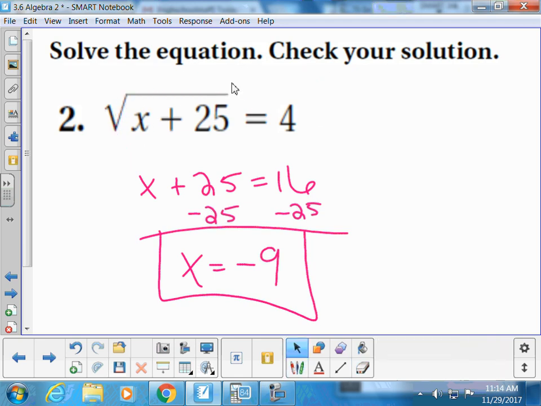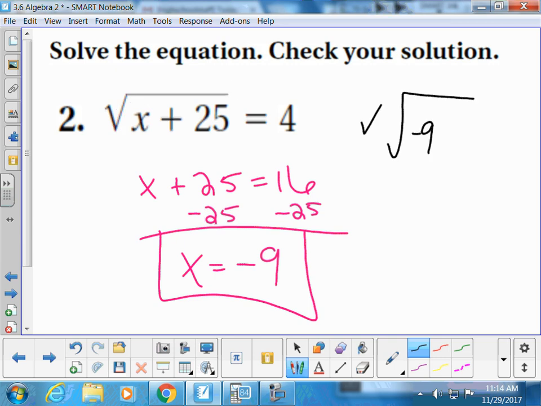So we are going to check that. We're going to put the -9 in for x and verify that the square root of -9 plus 25 is 4. Well, -9 plus 25 is 16, and the square root of 16 is 4. So answer is verified.